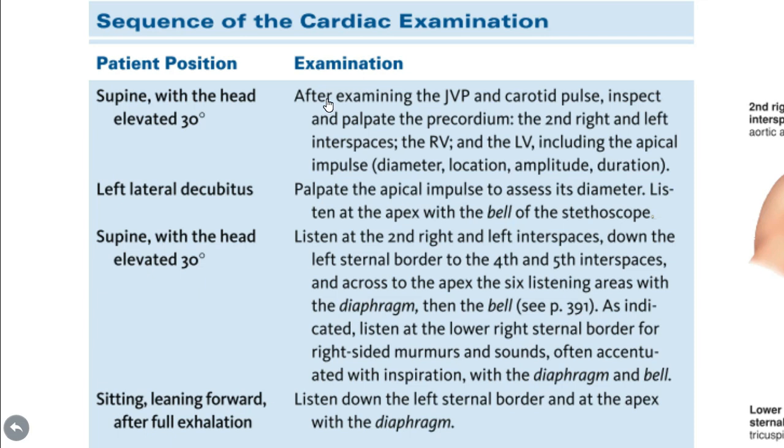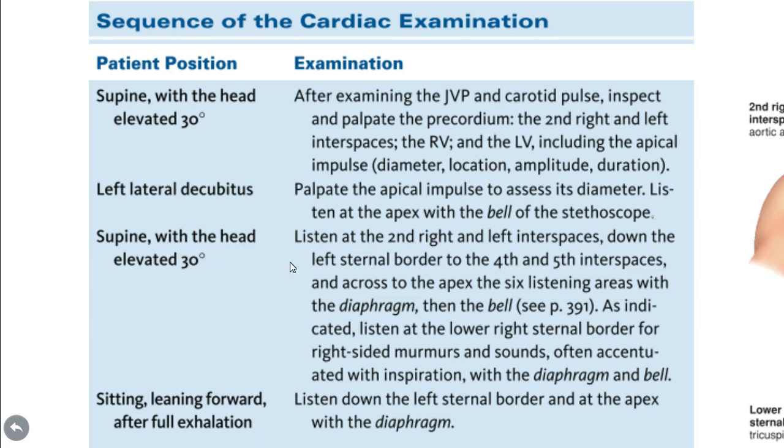So where are we now? We examine the patient supine with the bed elevated, then inspect the JVP and carotid pulse, and palpate the precordium, all the intercostal spaces. Then we can let the patient shift to the left lateral decubitus position, if possible, to assess the apical impulse and diameter, and you can use the bell of the stethoscope to listen at the apex.